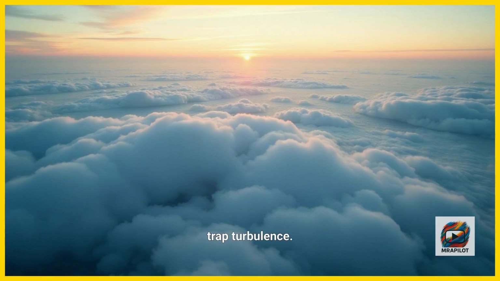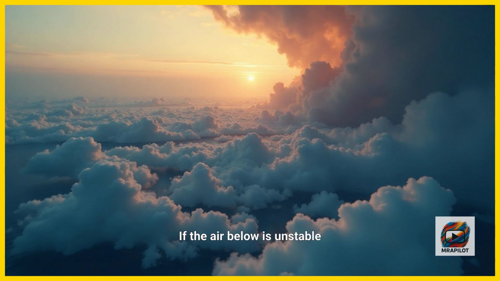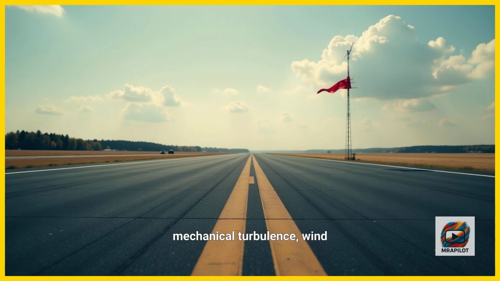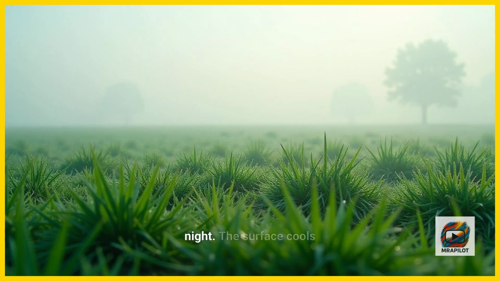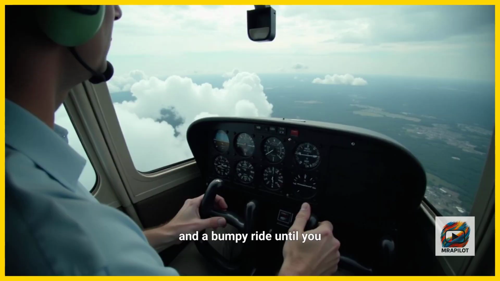Inversions can also trap turbulence. If the air below is unstable but capped by a stable layer, rising air hits the inversion and flattens out, creating mechanical turbulence, wind shear, or even low-level wind shear near airports. You might encounter an inversion during a morning departure, especially after a calm night. The surface cools quickly, but the air aloft remains warmer. The result? Poor visibility, shallow fog, and a bumpy ride until you climb above the inversion layer.